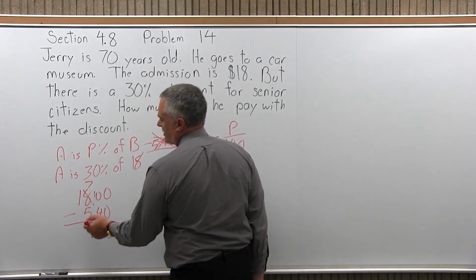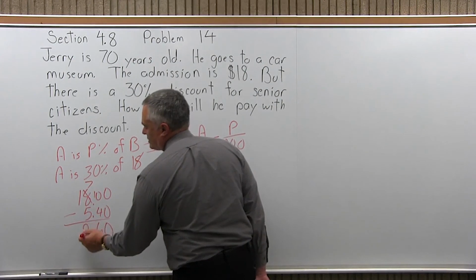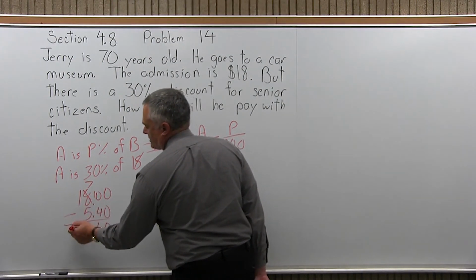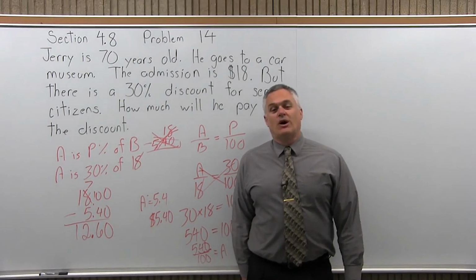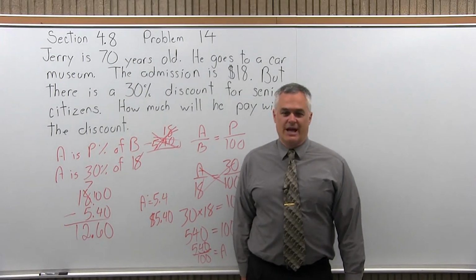Decimal comes straight down vertically. 7 minus 5 is 2. 1 minus nothing under it just stays 1. So the price of admission for a senior citizen is $12.60. That's the answer.